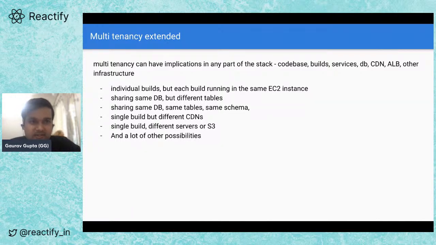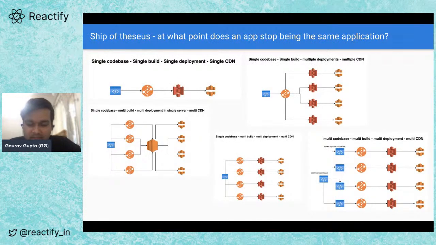Just furthering this point, taking inspiration from the Ship of Theseus, look at all of these examples and think about when an app stops being the same application. One of the examples is you have a single code base, single build, single deployment, single CDN, and that is your app. You can still support multiple tenants here. Then you might have multiple builds, multiple deployments, multiple CDNs, where you have one single code base. Now this again is also the same application because it is providing the same functionality to all of its tenants or all of its users.